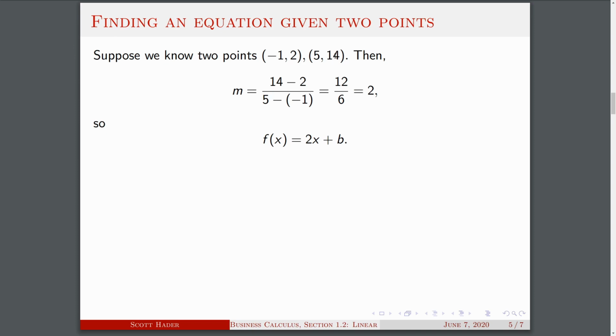I will just plug them into my formula here, and I'll calculate that through. 14 minus 2, that's 12. 5 minus a negative 1, that's 5 plus 1, which is 6. And that's 2.